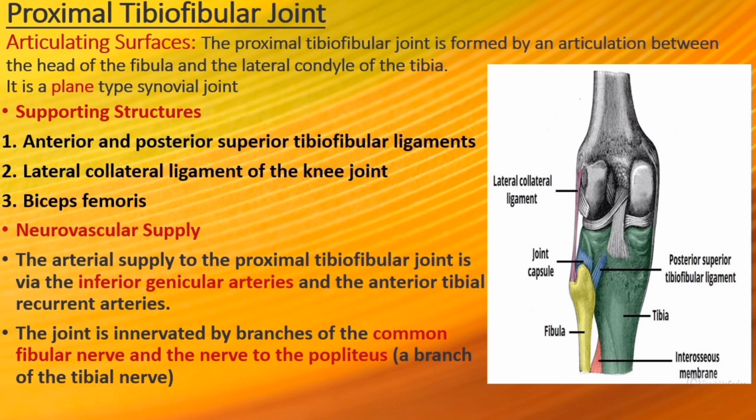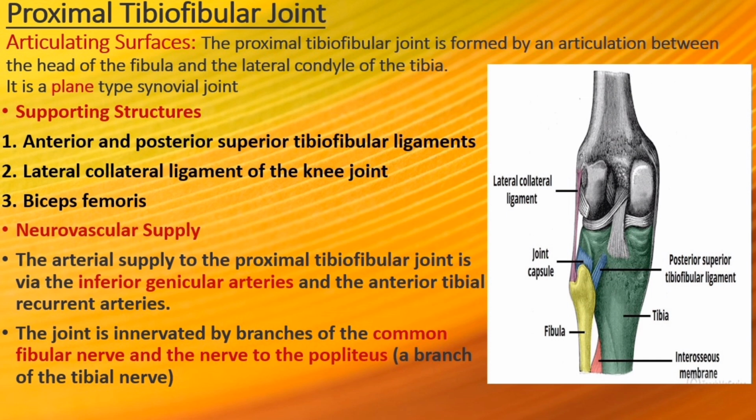Supporting structures. The articular surfaces of the proximal tibiofibular joint are lined with hyaline cartilage and contained within a joint capsule. The joint capsule receives additional support from anterior and posterior superior tibiofibular ligaments, which span between the fibular head and lateral tibial condyle. Lateral collateral ligament of the knee joint. Biceps femoris provides reinforcement as it inserts onto the fibular head.